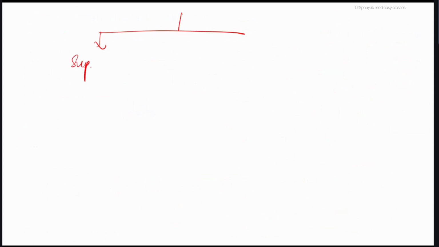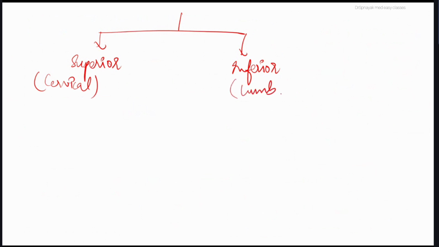The enlargements can be divided as superior enlargement and inferior enlargement. The superior enlargement was the cervical enlargement, since it was on the upper portion, and the inferior is the lumbar enlargement. The superior enlargement starts from C4 and ends till T1. The inferior enlargement or the lumbar enlargement starts from T9 and ends till T12.